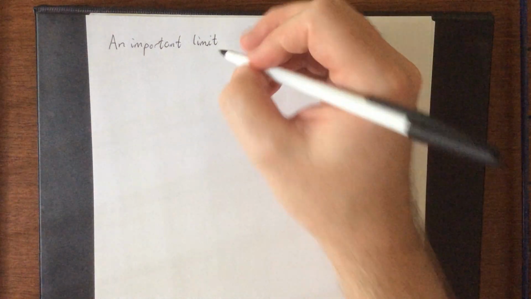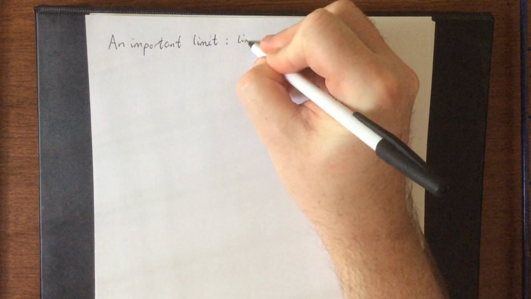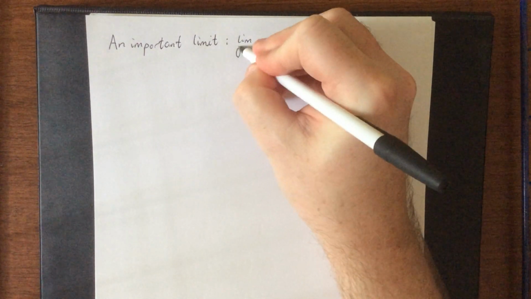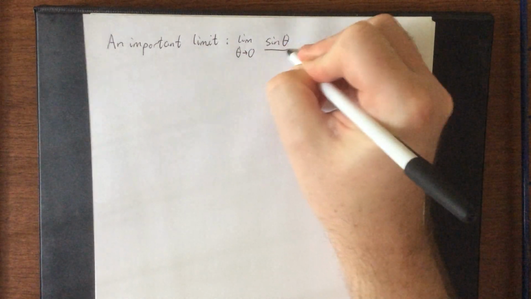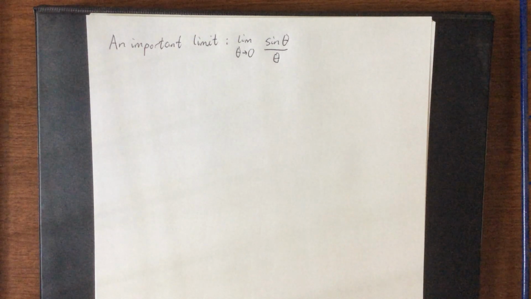Now that we have access to the squeeze theorem, it's time to prove a very important limit using said squeeze theorem. And the very important limit that we're going to be proving using the squeeze theorem is going to be the limit as theta approaches 0 of the sine of theta divided by theta.